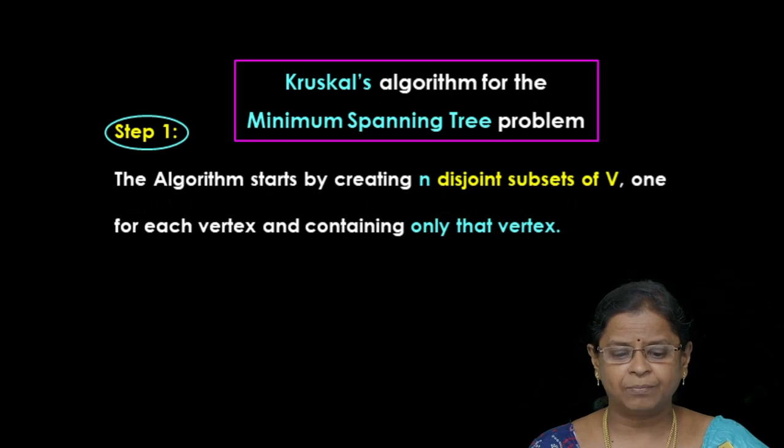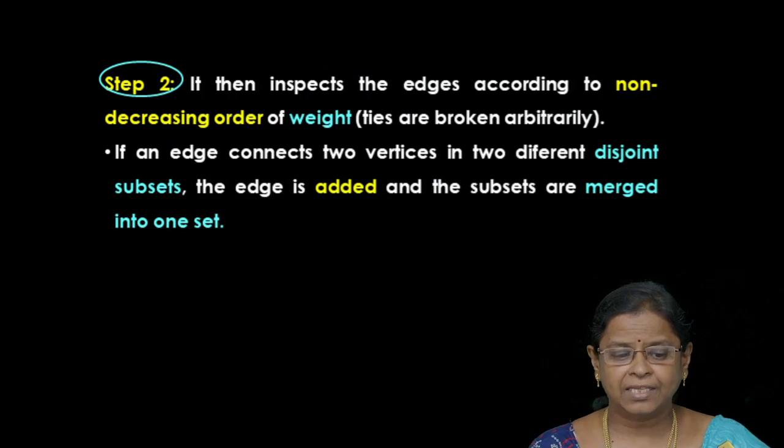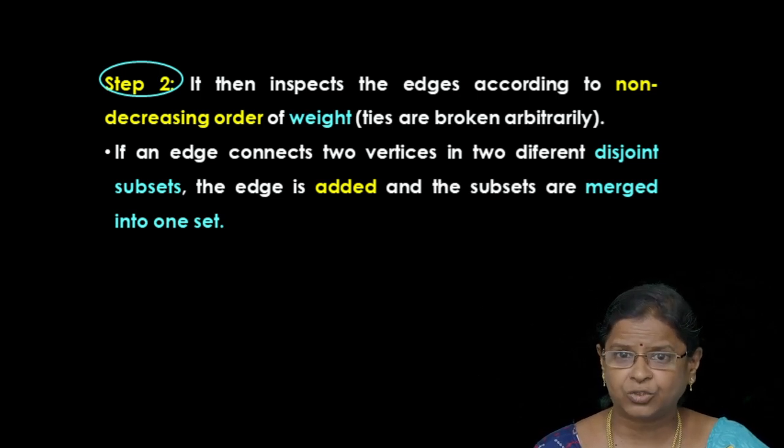In the first step, we have to create n disjoint subsets of V, one for each vertex, which contains only that vertex. In the second step, we have to inspect all the edges of the given graph G in non-decreasing order of weight. If there is a tie, the ties are broken arbitrarily. If the selected edge connects two vertices from two different disjoint sets, then the edge is added to F and the different disjoint sets are merged together.